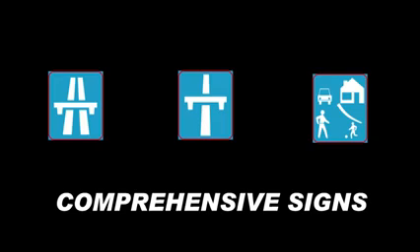Comprehensive signs. Comprehensive signs advise that you are about to enter a road or an area which is governed by a comprehensive set of rules which must be obeyed. They are rectangular in shape and are on a blue background with a red border.